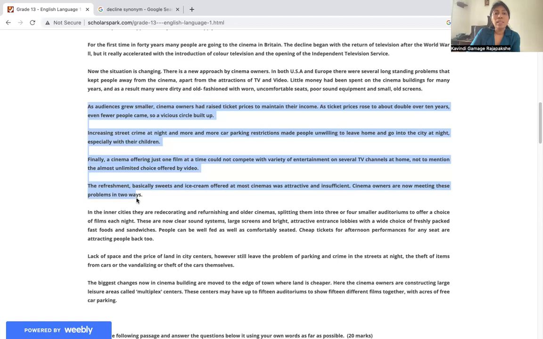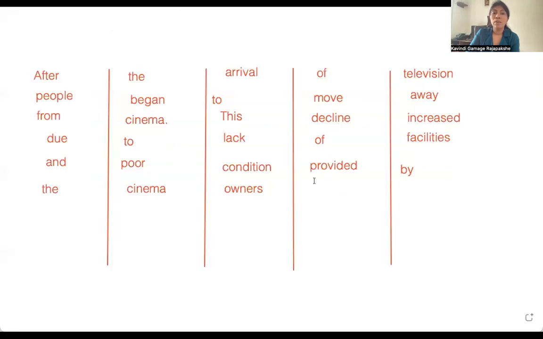As the audience grew smaller, cinema owners had raised ticket prices to maintain their income. As ticket prices rose to about double over 10 years, even fewer people came. So a vicious circle built up. So then another reason you can add to your summary: moreover, the increase of the ticket prices affected this situation. Here you can add that also. Owners, here's a full stop. Moreover, the increase of the ticket price also affected this decline. Okay, you can add that.